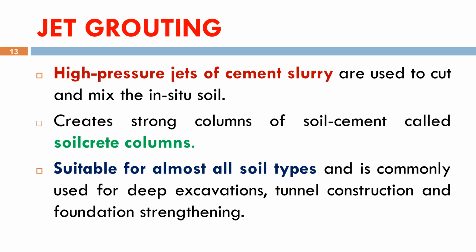In this method, high-pressure jets of cement slurry are injected through a rotating drill rod. The powerful jet cuts the surrounding soil and mixes it with the grout, creating strong cylindrical columns called soilcrete columns. Depending on the construction method, jet grouting is classified into single, double, and triple jet grouting.